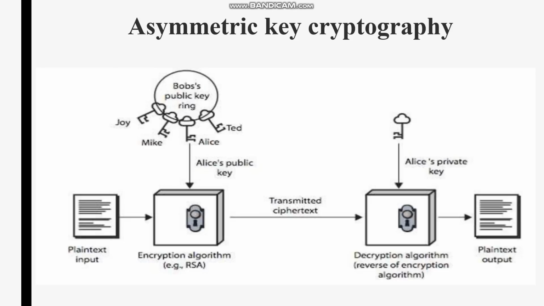As you can see, there are two parties, Alice and Bob. Now Bob has the public keys of multiple receivers here. Bob might have already communicated with all these parties. Now if Bob wants to communicate with Alice, Bob needs to know the public key of Alice. If you notice, in Bob's public key ring, Bob already has the public keys of Joy, Mike, Alice and Ted. Now, if Bob wants to communicate with Alice, Bob needs to use the respective public key, that is, Alice's public key, to perform encryption.